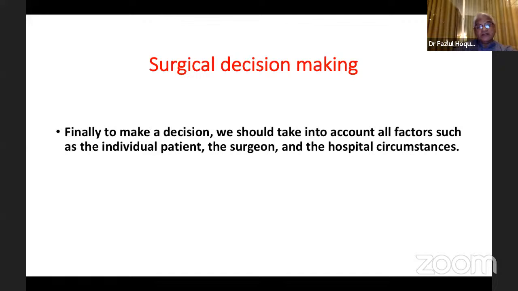Finally, to make a decision, we should take into account all factors, such as the individual patient, the surgeon, and the hospital circumstances. Before making a decision, we have to consider all these factors. And then the decision making for surgery will be easier, and that would help for the final surgical decision.